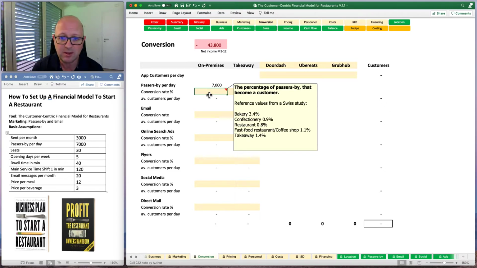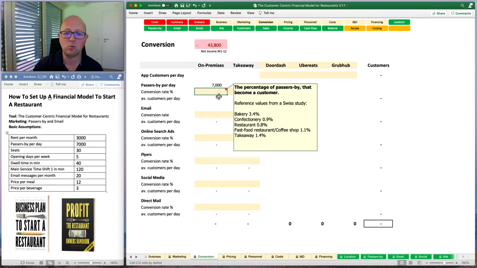To help us with this, there is a study about restaurants, and the most important results from this study I put here into this commentary. As you can see, bakeries have a conversion rate on average of 3.4%, confectionery 0.9%, restaurants 0.8%, fast food restaurants or coffee shops 1.1%, and takeaway 1.4%. So as you see, a full restaurant has a little bit lower conversion rate, and a quick service or takeaway has a little bit higher conversion rate. That makes sense. And if we think about a quick service burger restaurant, I think we are somewhere between a restaurant and a fast food restaurant.